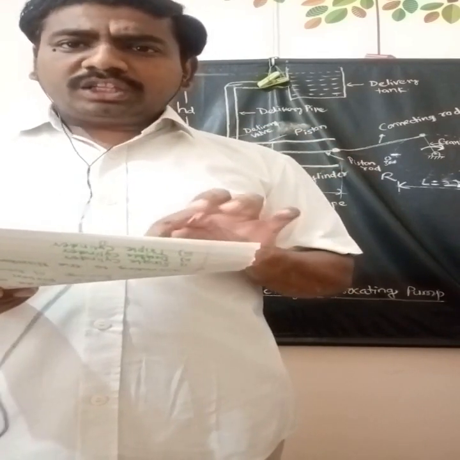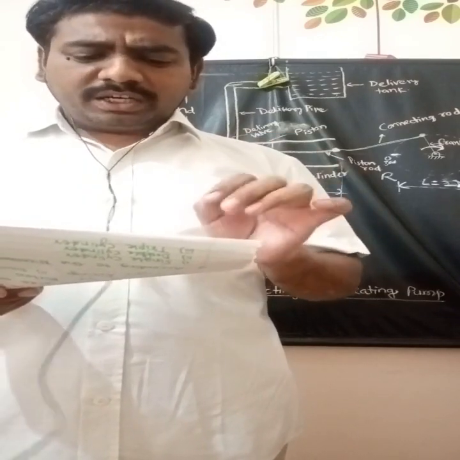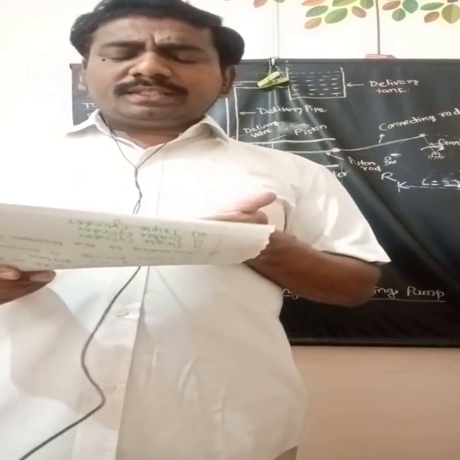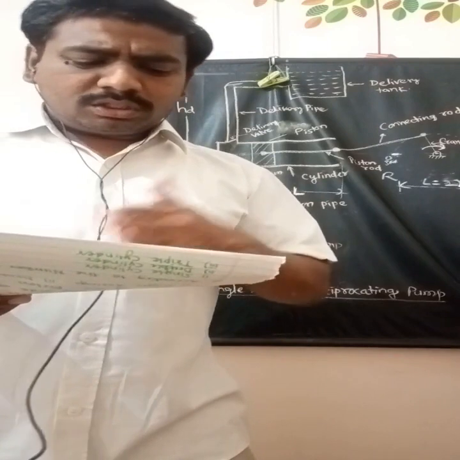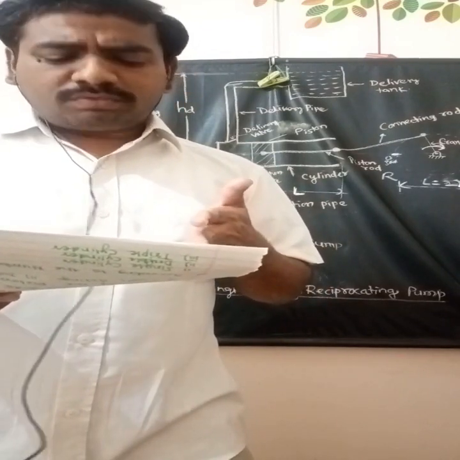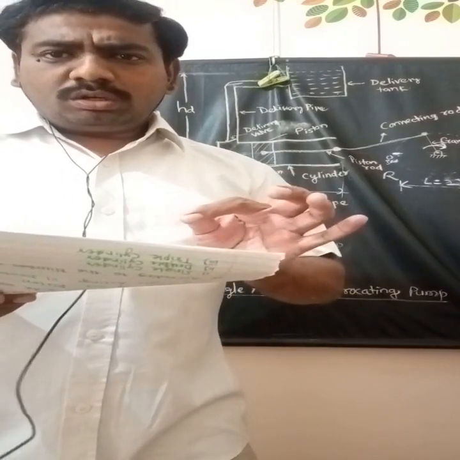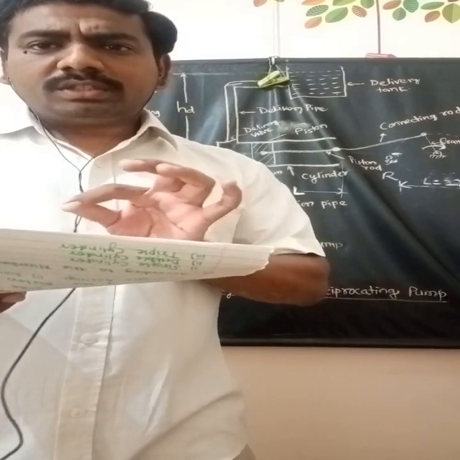By putting the values in this expression, QTH equals LAN by 60, you will get the theoretical discharge. Then CD, coefficient of discharge, is simply the ratio of Q actual upon Q theoretical. Q actual is given to you, 0.012, and Q theoretical we have just calculated. So the CD will be Q actual, which is in meter cube per second, divided by Q theoretical, which is in meter cube per second.